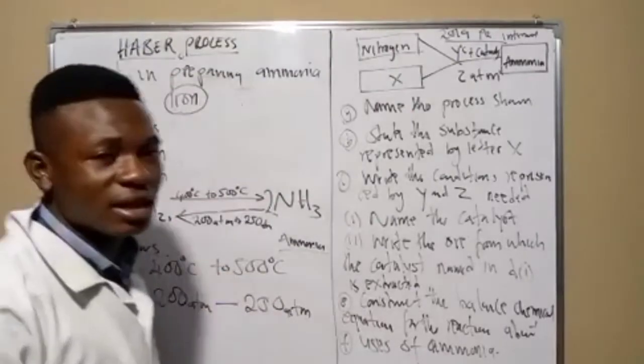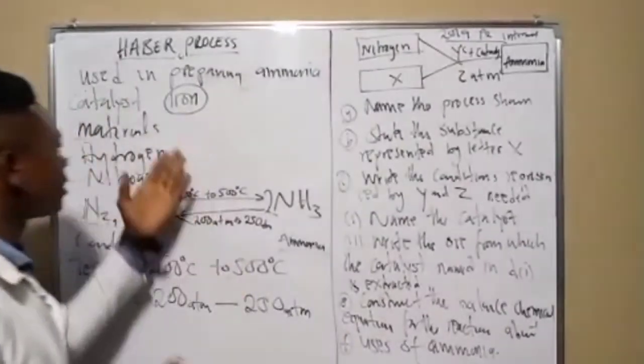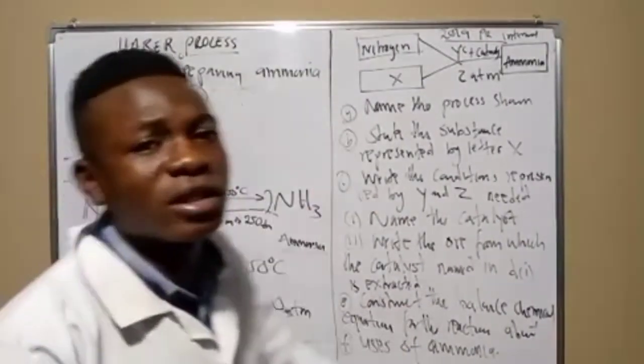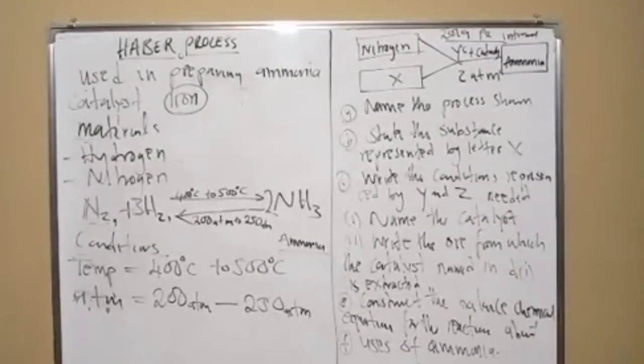The catalyst that is needed is iron catalyst. So the catalyst that you need in the preparation of ammonia is called iron catalyst.